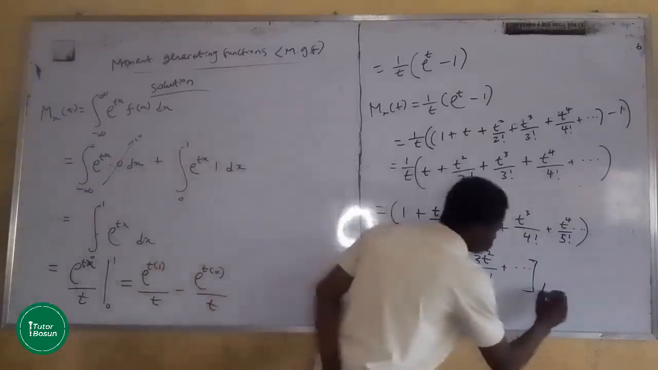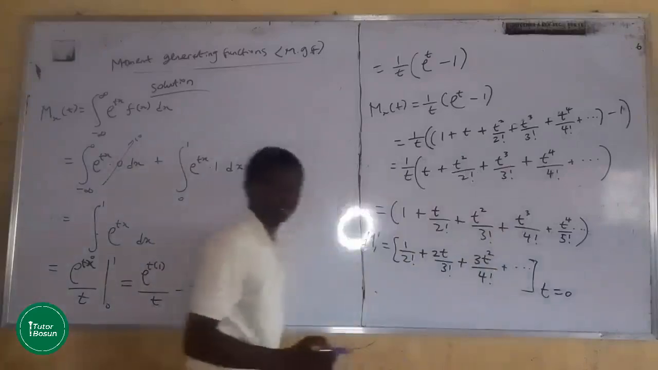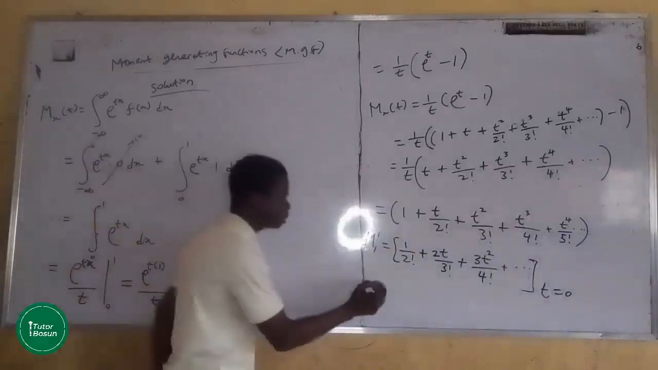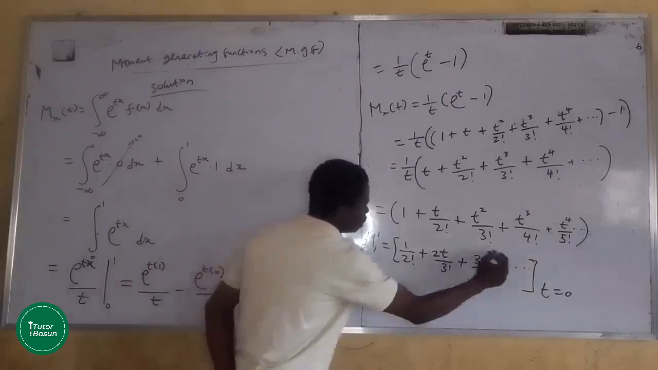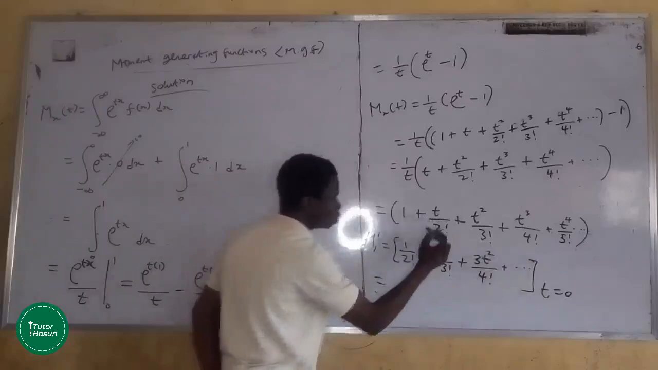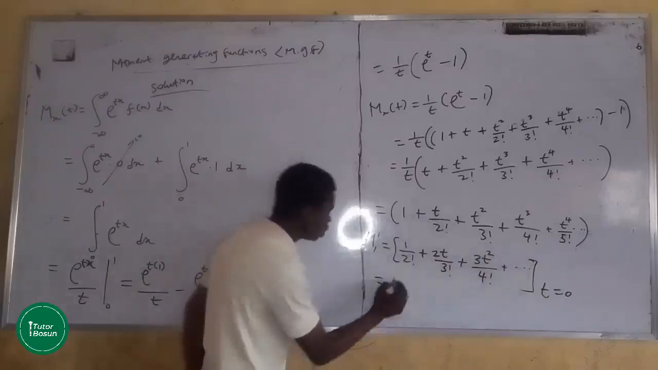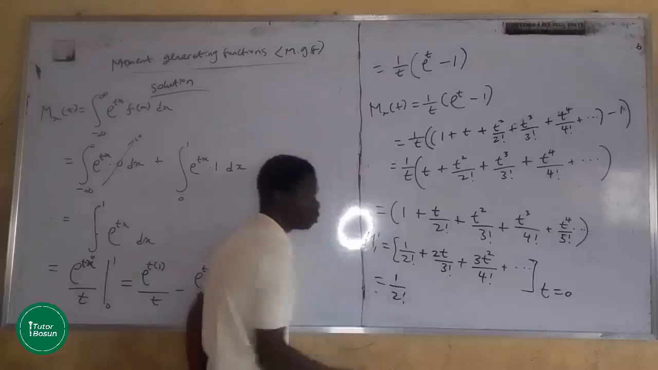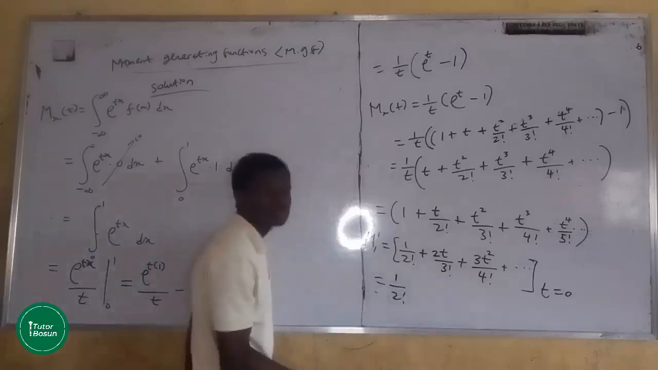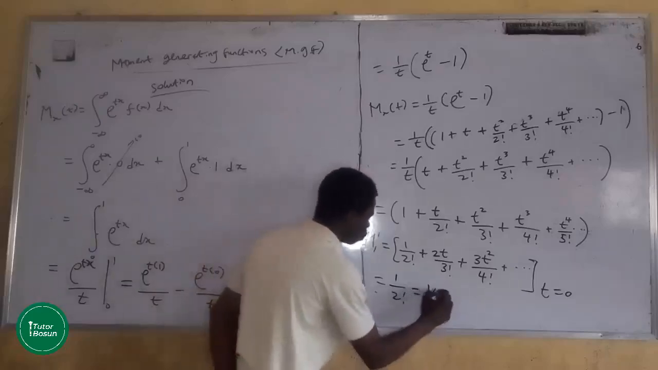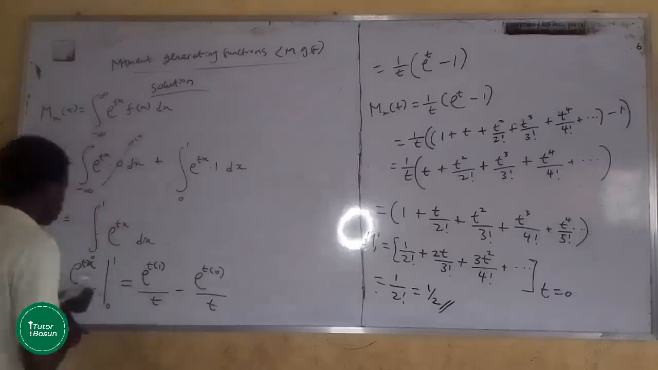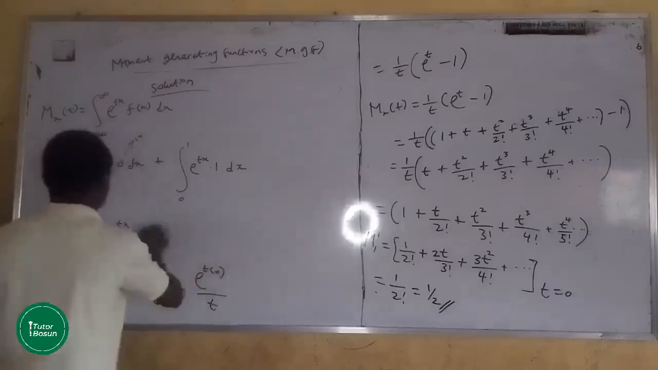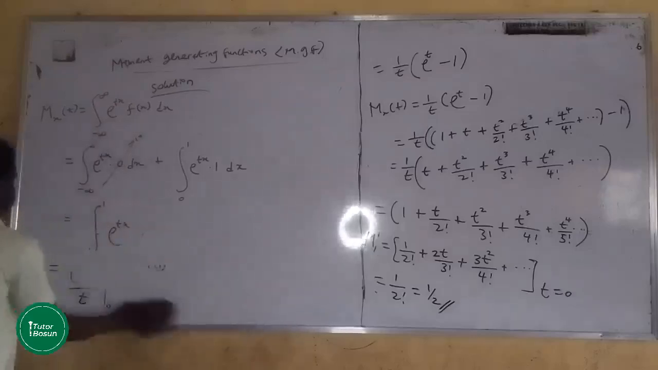But don't forget, you are setting t to what? To 0. You are setting t to 0 for you to get the first moment. So plugging in your 0, automatically everything here will become what? It becomes 0. You will be left with 1 over 2 factorial. And 2 factorial is what? Is 2. 1 over 2 factorial will become 1 over 2. So the first moment will give you 1 over 2.